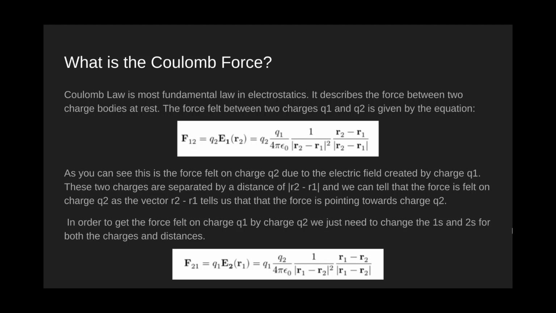So we can tell that the force is felt on the charge Q2 from Q1's electric field, and the vector R2 minus R1 tells us which way the force is pointing, and it's pointing towards Q2. And then in order to get the force felt on Q1 by the electric field produced by Q2, we just swap the ones and the twos, so then you get the equation right at the bottom of the screen there.